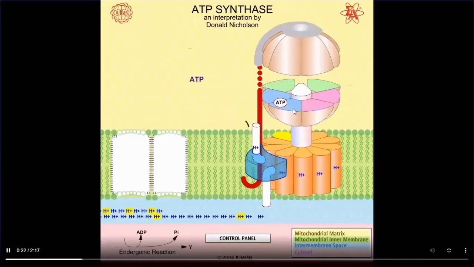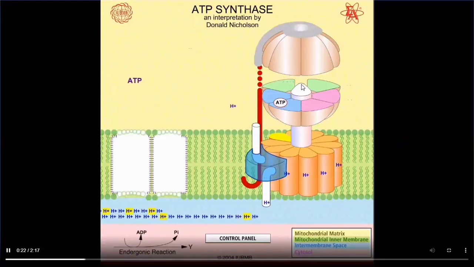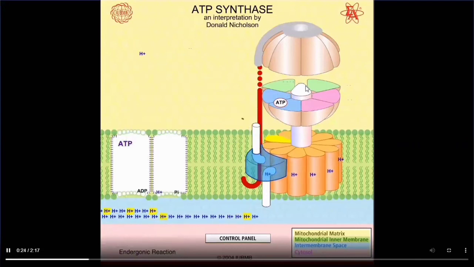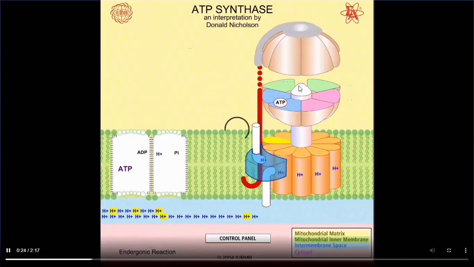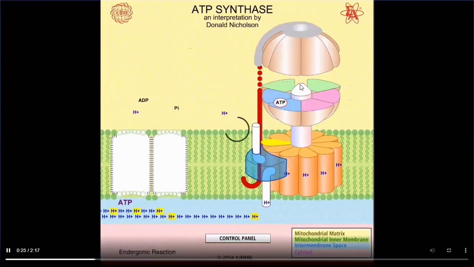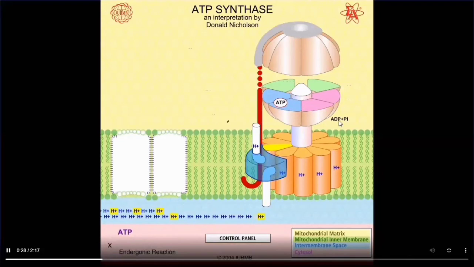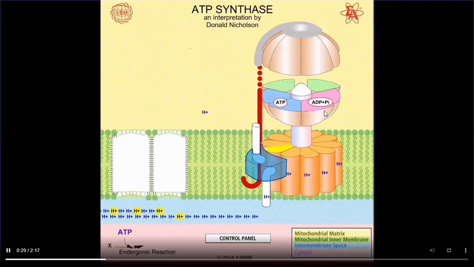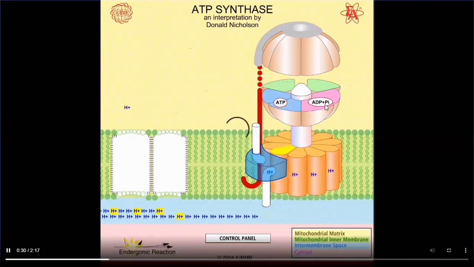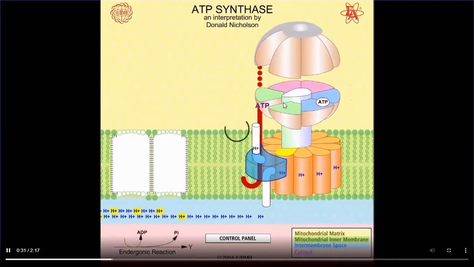The conformation changes occur because of the rotation of this gamma subunit. The rotation causes the subunits to take three forms: open form, tight form, and loose form. Here it is in the open form. Now what will happen? ADP and inorganic phosphate bind in this open form. Then it becomes loose, and then it becomes tight. ATP is formed, and then ATP is released in the open form.